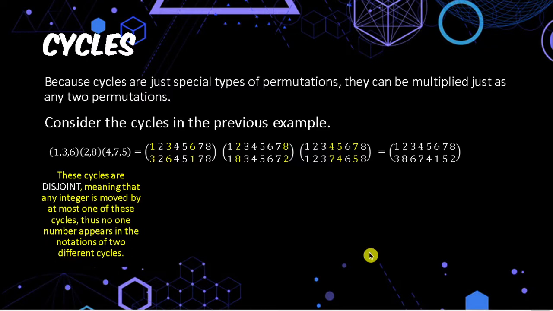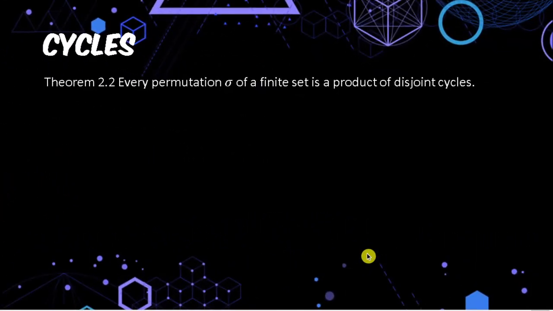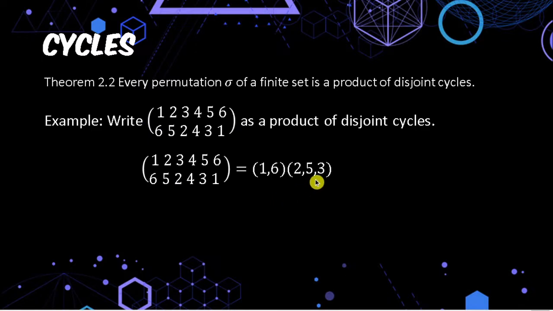Again, these are just multiplication of disjoint cycles. And we have a very important theorem. Every permutation sigma of a finite set is a product of disjoint cycles. So how do we do that? Actually, dali lang. I-follow lang natin 1, 6, 6, 1. Since bumalik siya sa 1, that is a cycle already.